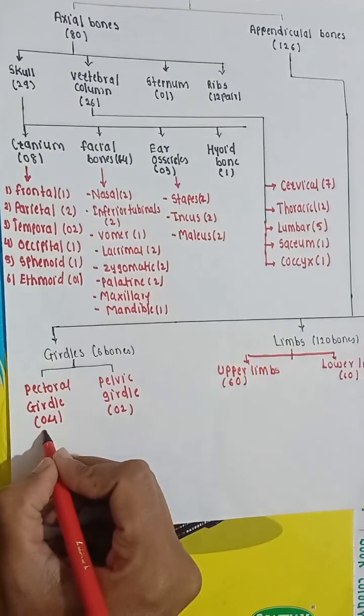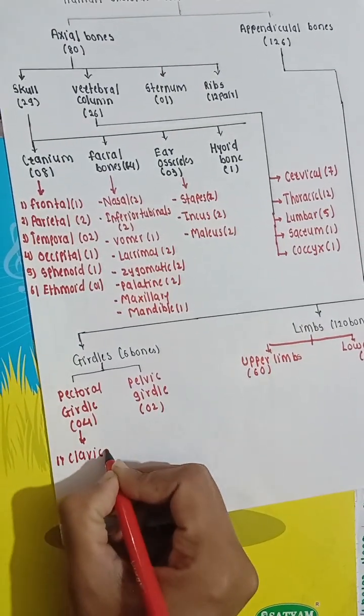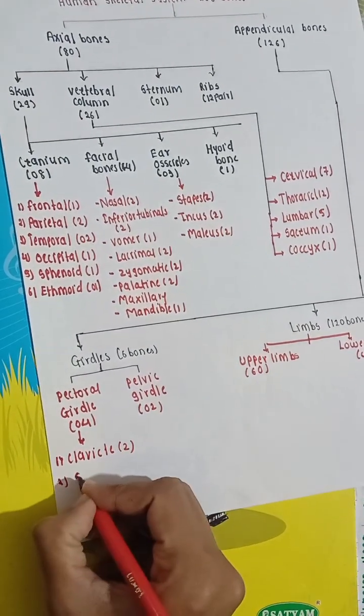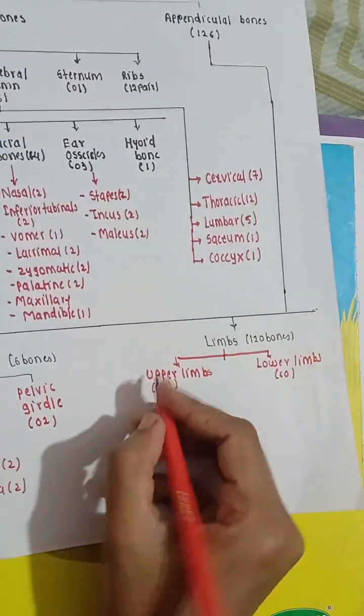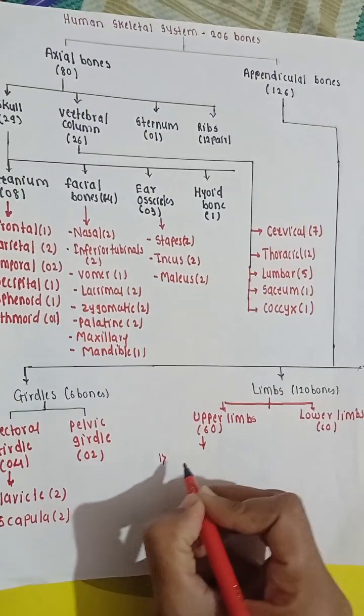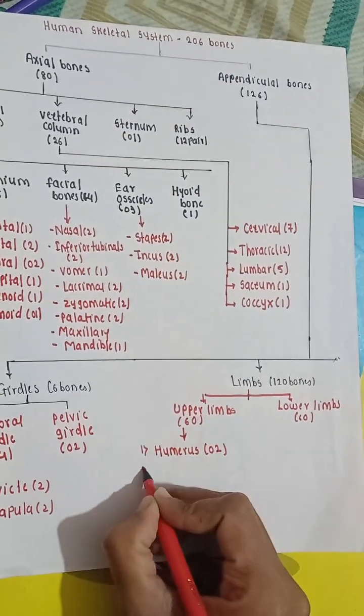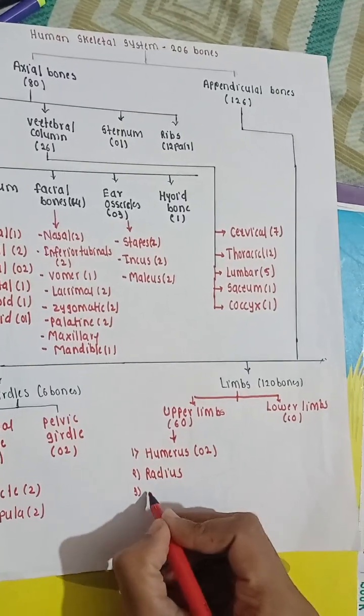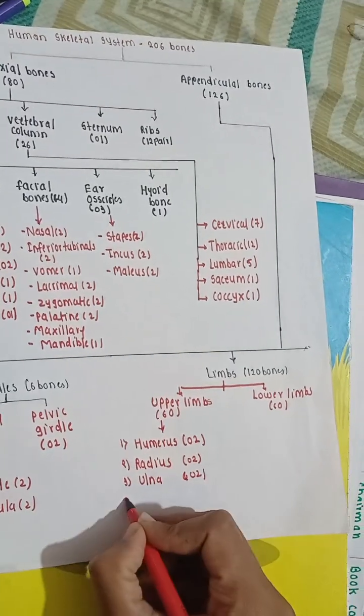And pectoral girdle having 4 bones. First is the clavicle 2 bones and second is the scapula 2 bones. And pelvic girdle there are 2 bones. Then second limb part, which consists of the 120 bones, upper limb 60, lower limb 60.